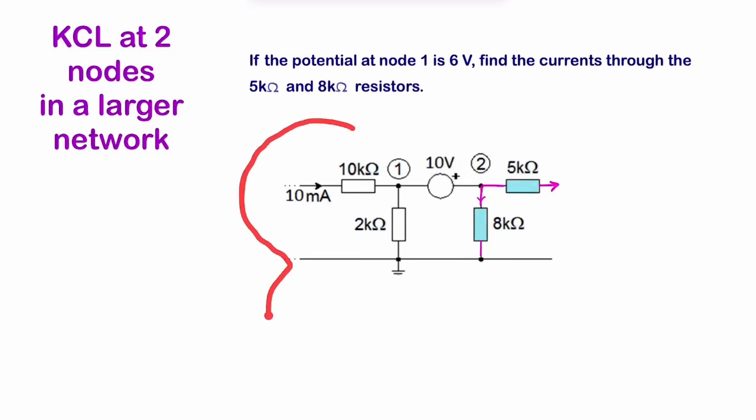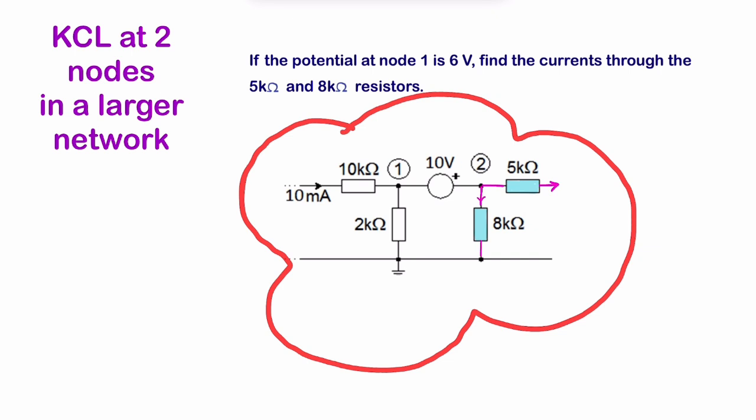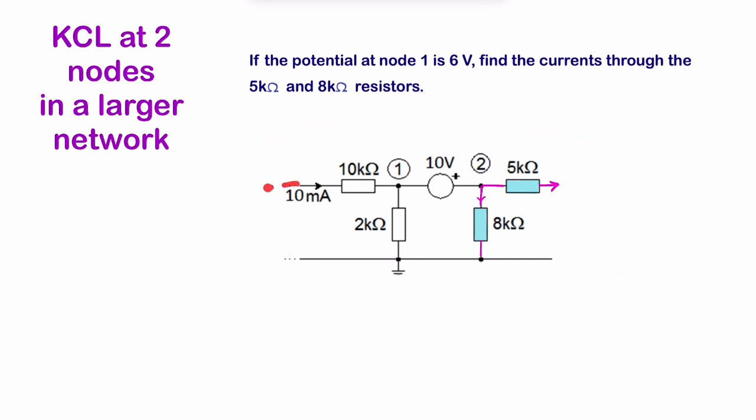So here we have a circuit that's not a complete circuit, it's part of a larger circuit. So we're just looking at these two particular nodes to try to figure out what are the currents passing through these two resistors. If we start with the one thing we know, it is that we have 6 volts at node 1.